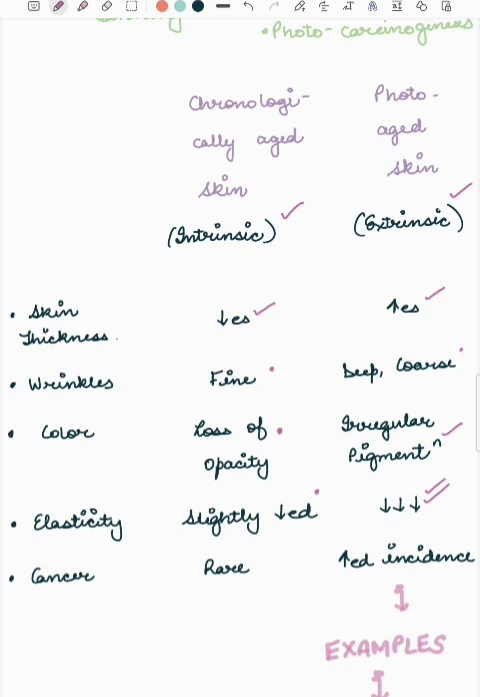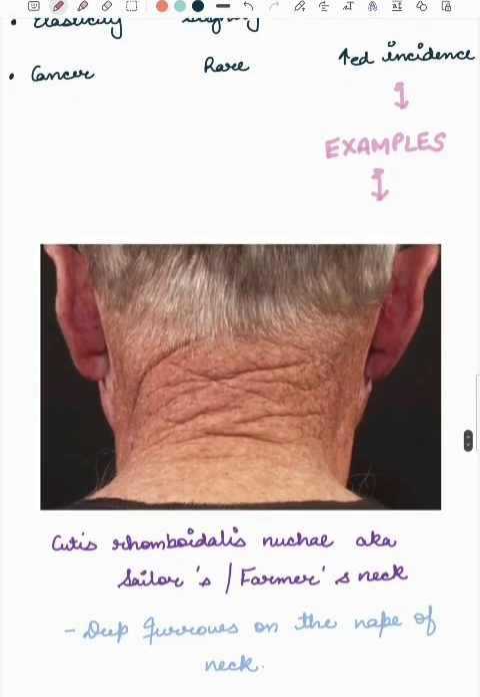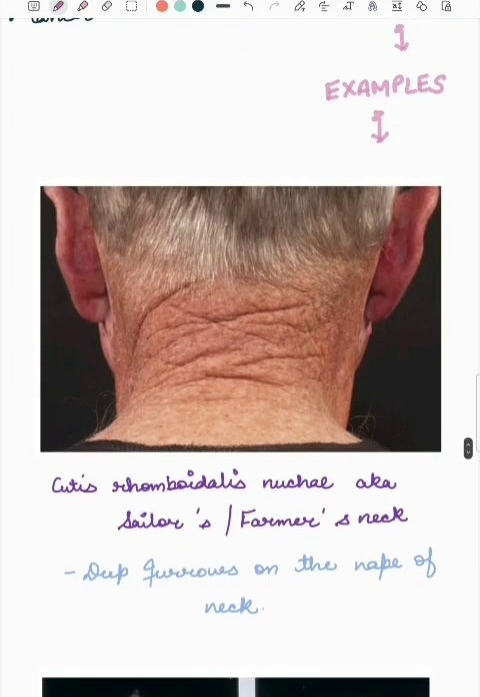So there are certain examples of photo-aging that I would like to show you. The first one is this. We can see there are deep furrows in the nape of neck, which is usually a very photo exposed site. This is known as cutis rhomboidalis nuchae, which is also known as sailor's or farmer's neck, and there are deep furrows on the nape of neck.